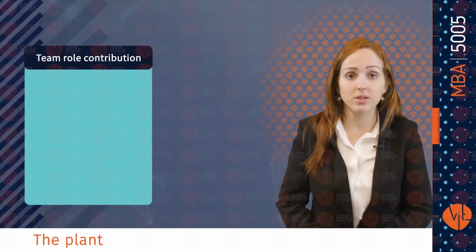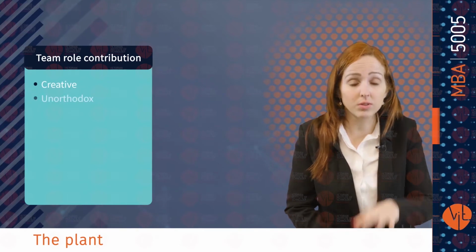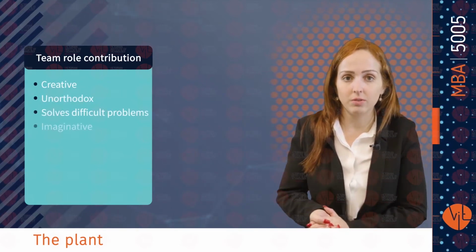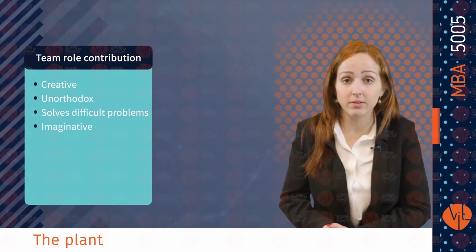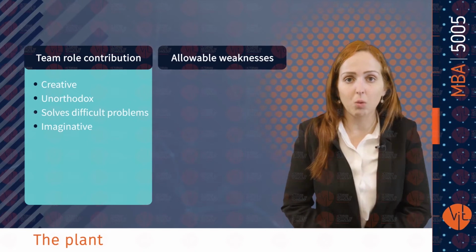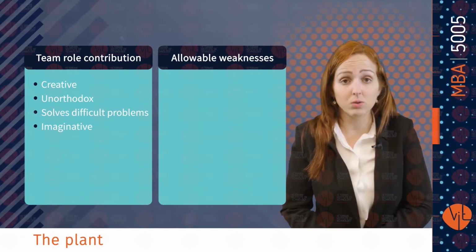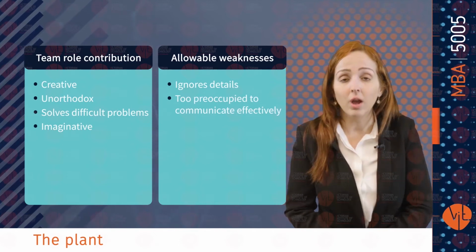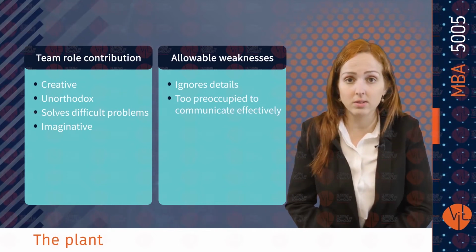So what is the plant? It's about team role contribution. Okay, and it's about being creative, unorthodox, you solve difficult problems as a team, and obviously you are imaginative. And through imagination and creativity can bring things like innovation as well. Then we have the allowable weaknesses. Ignores details and too preoccupied with the way communication does occur and whether it occurs effectively, as the slide outlines.